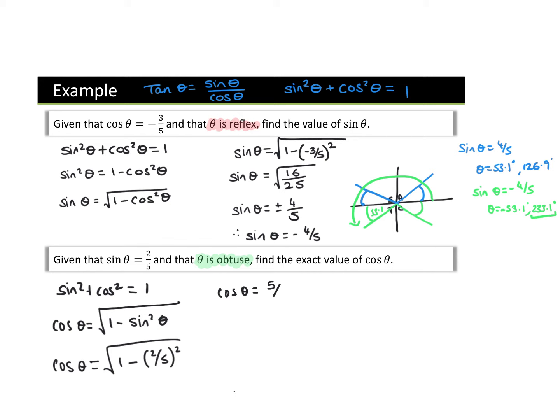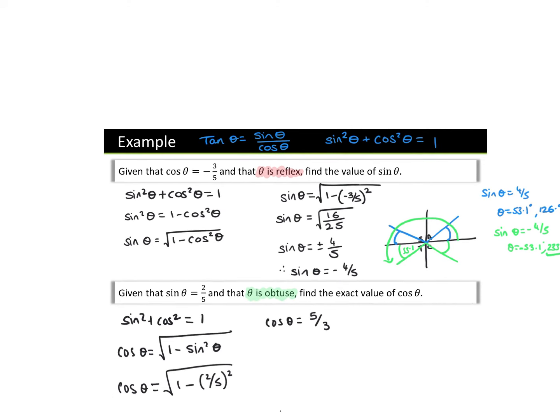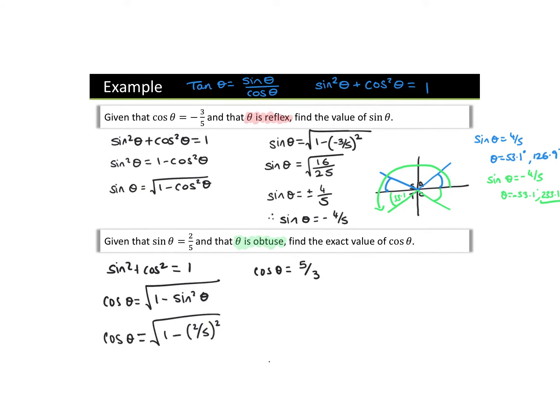Root 5 over 3. Is that right? Have I gone completely wrong? No, sorry everyone. Oh, what a fool, I didn't square the 5. Okay, wait there. 4 over 25. What's 1 minus 4 over 25? 21 over 25. So root 21 over 5, plus or minus.